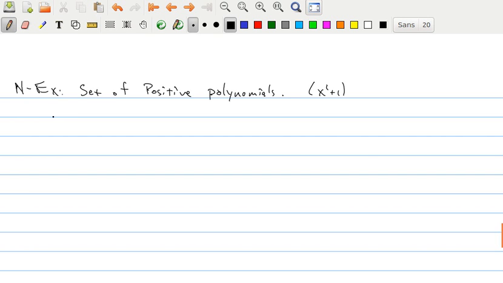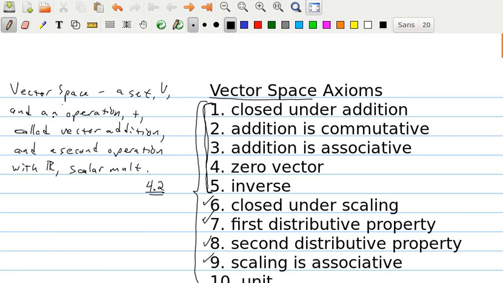Well, I know that if this is to be a vector space, it must satisfy those 10 axioms. So if we go back to the original list, we just want to find one of these that fails. If we go through the list, closed under addition, well, if I add positive numbers, I'm getting a positive number. So it looks like this is not going to fail. We're looking for a place where this is going to break down.